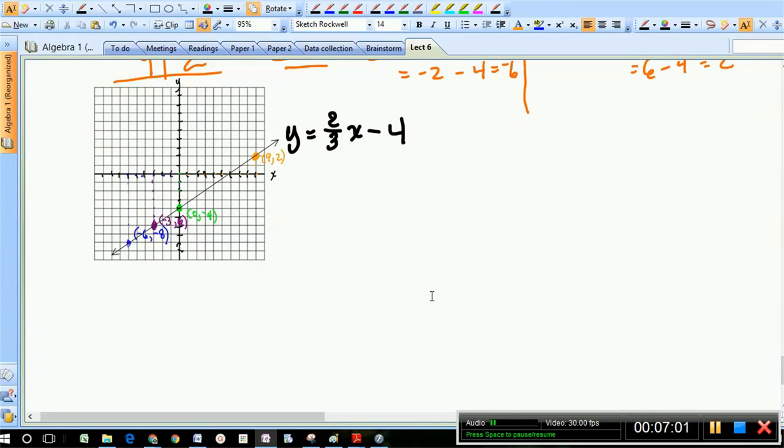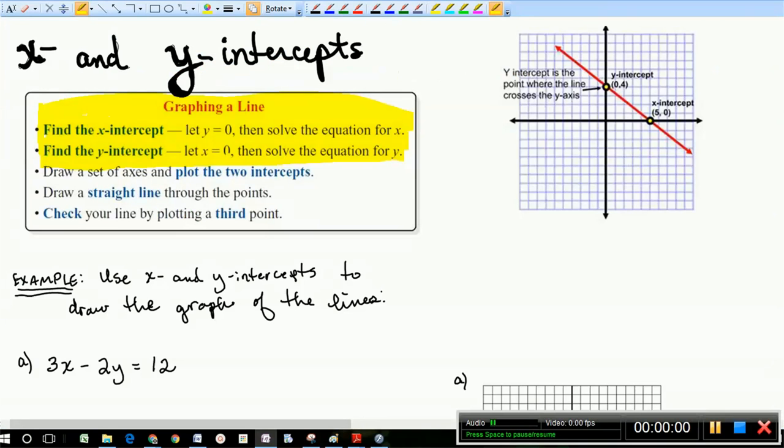Very good. So let's move on. Let's go on to some more linear equation skills. The last thing we're going to look at in this particular video is the x and y intercept. The x-intercept is where the line crosses the x-axis. And of course, the y-intercept is the point where the line crosses the y-axis.